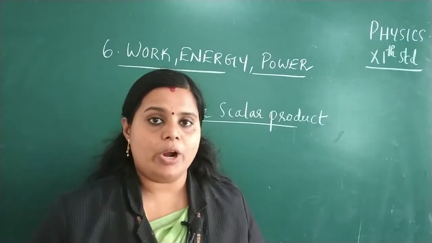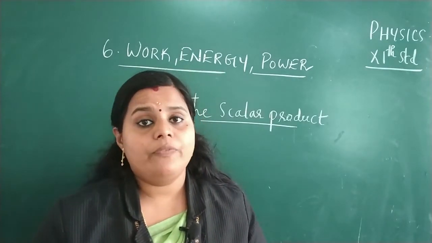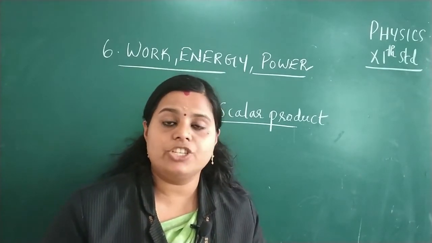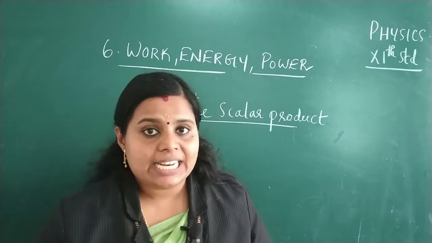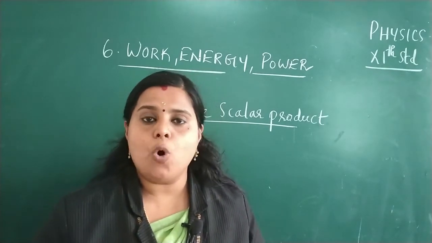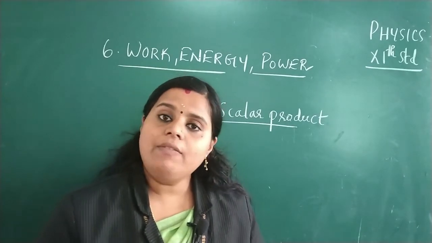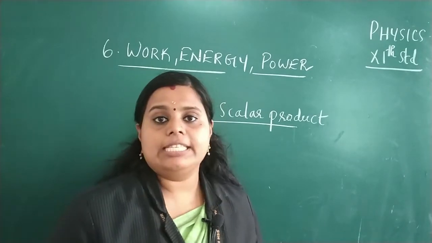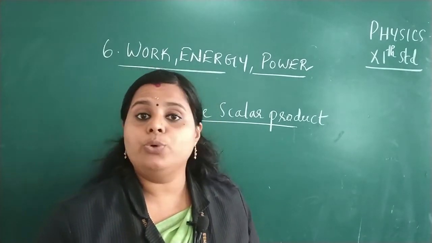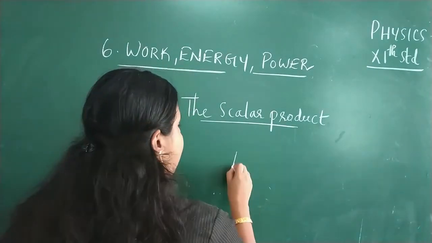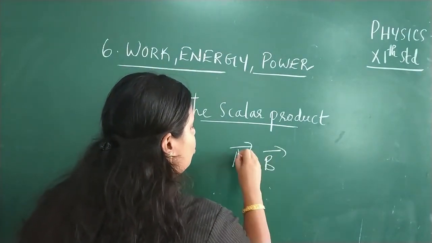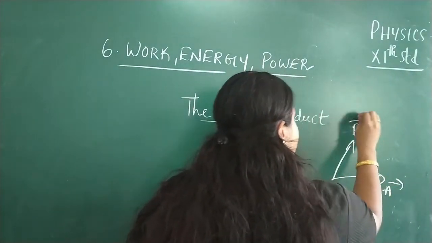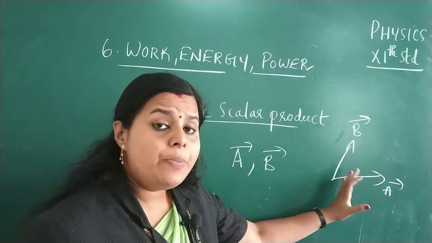Listen children, we have learned about vectors in chapter 4. Quantities having both magnitude and direction are known as vectors, for example acceleration, velocity, displacement, force, etc. Also, we have learned how vectors can be added or subtracted. Here we are going to discuss the scalar product of two vectors. Suppose A and B are two vectors. Here we are going to define the scalar product of these two vectors.